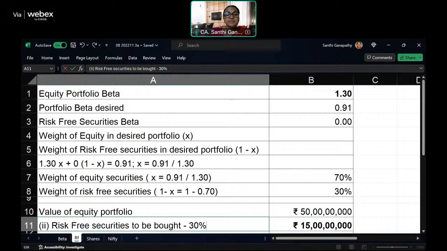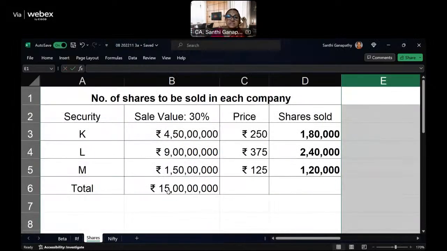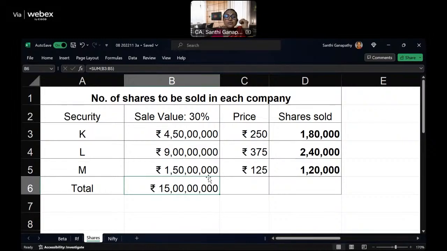This is one strategy. What is the next one? Take appropriate position on Nifty futures, which are currently traded at 16,250. And the lot size we have is 100. Now I have to go back to the previous one itself.